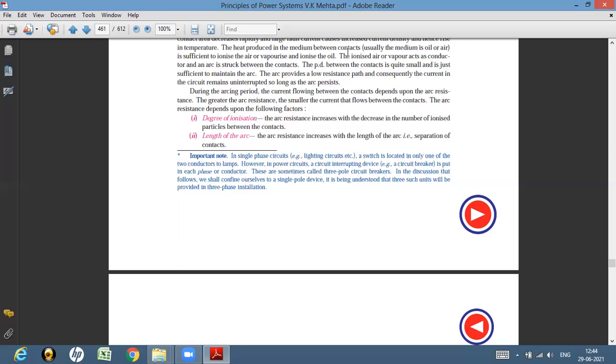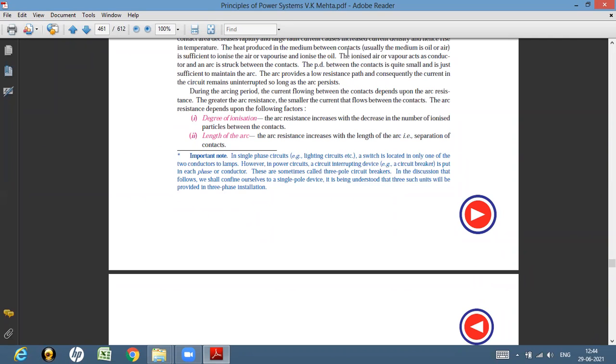Okay, so here you can see how the arc is generated between the two contacts of the circuit breaker, and quenching this arc ultimately depends upon three main factors: degree of ionization, length of arc, and the cross sectional area of the arc. So if you change the length of the arc, the cross sectional area of the arc, or the degree of ionization, by virtue of one or two or three of these things, your arc will be extinguished within the minimum possible shortest time.